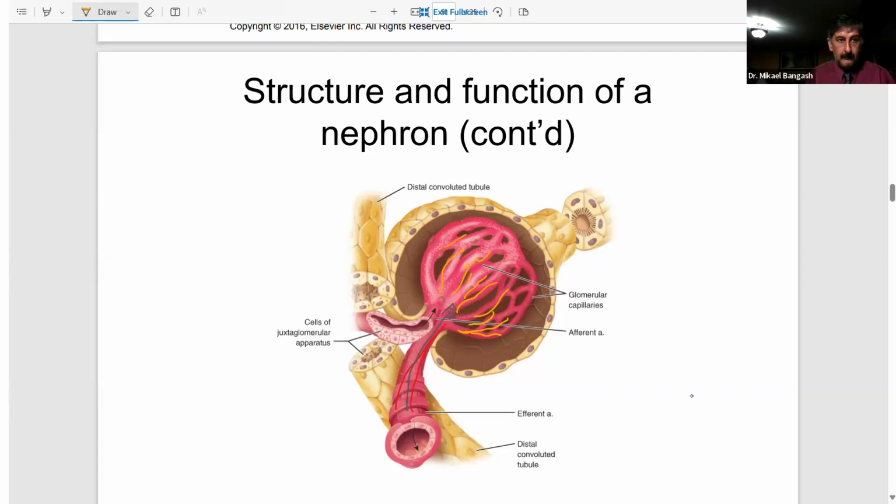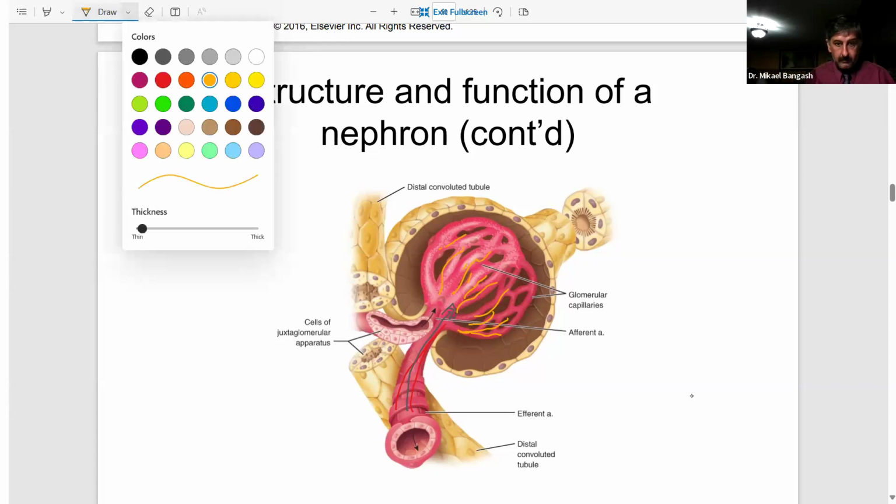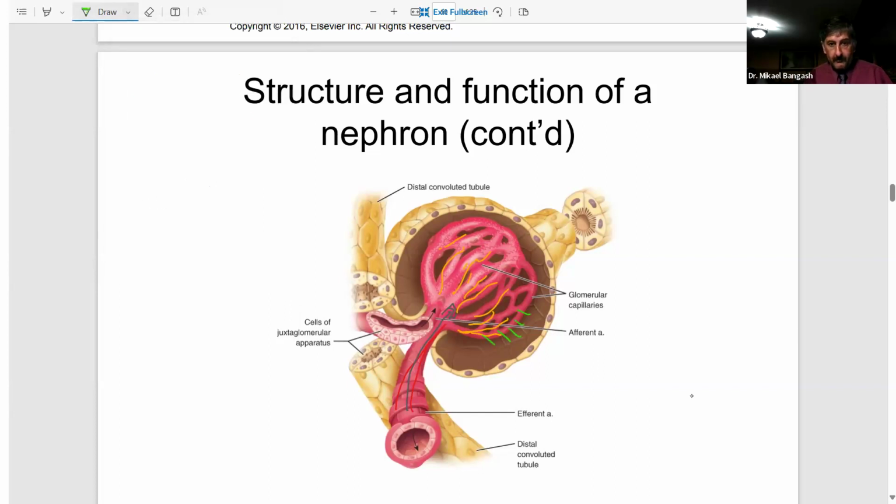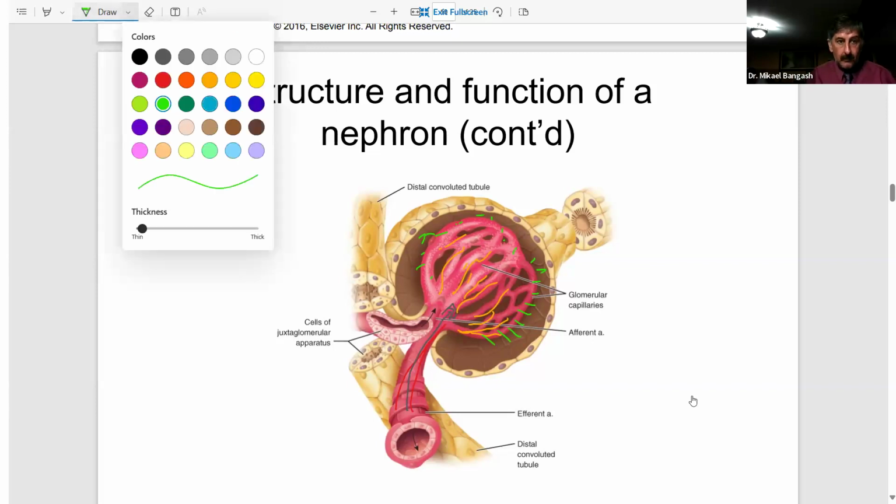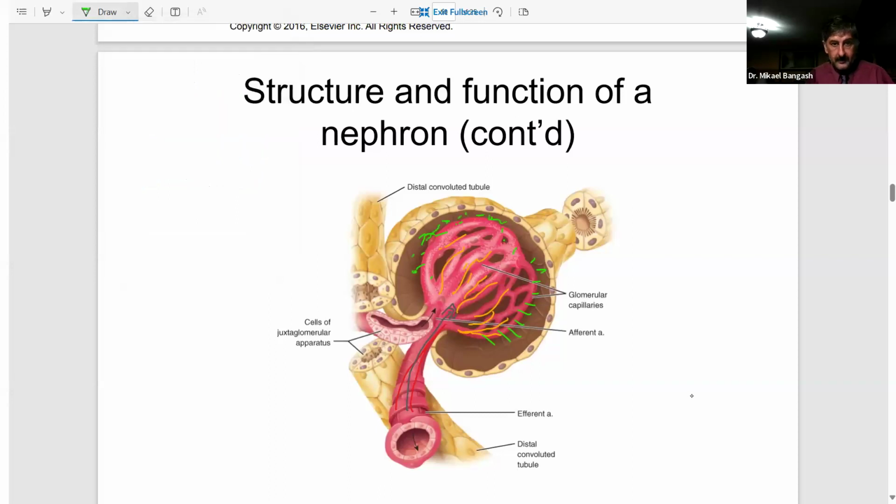what is going to happen? Substances that were brought via the blood through the afferent arteriole that enters into the glomerulus are going to start to be filtered out of the glomerulus. Did that make sense? Pretty much, yes. And whatever substance leaves the glomerulus mainly is going to be water.